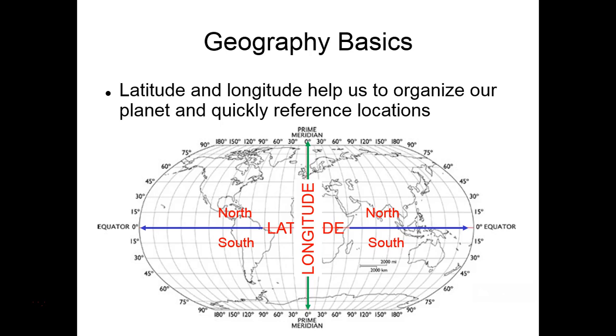So anything that is to the east of the prime meridian would be called degrees east, and anything that is to the west would be called degrees west. So starting at 0 degrees going east, we have 0 degrees to 180 degrees east. And going from 0 degrees to the west, we have 0 degrees going to 180 degrees west.